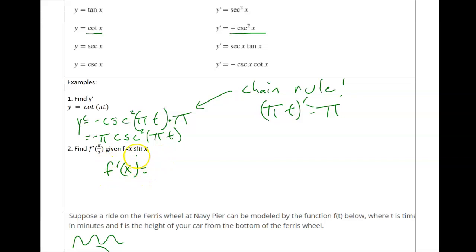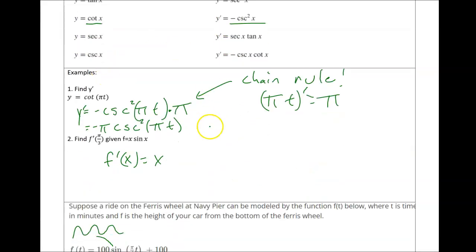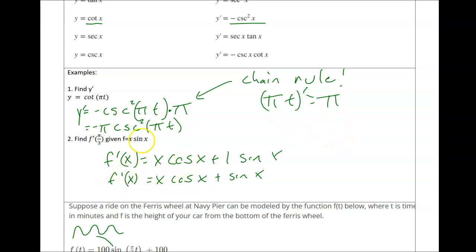So f prime of x, well, we'll do the first function times the derivative of the second function, so it's going to be f. And then I need my derivative of sine. So my derivative of sine is cosine of x. So x cosine of x plus, and then the derivative of x is 1, so 1 sine of x. Obviously I don't need to write that 1. So that's my derivative of f, and remember I wanted f prime of pi over 3.